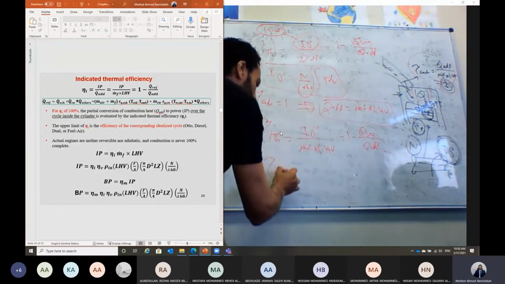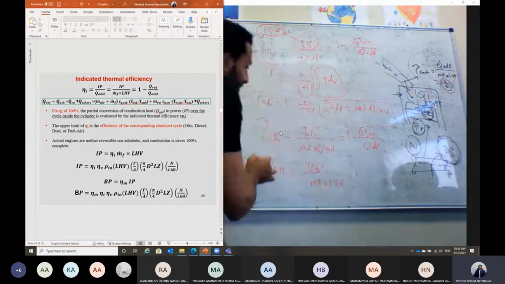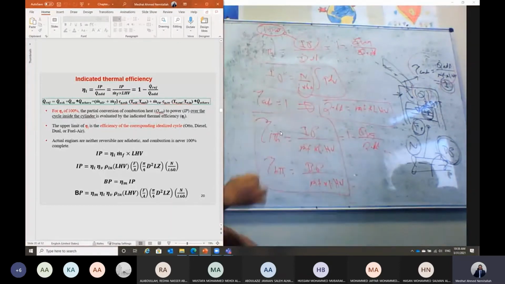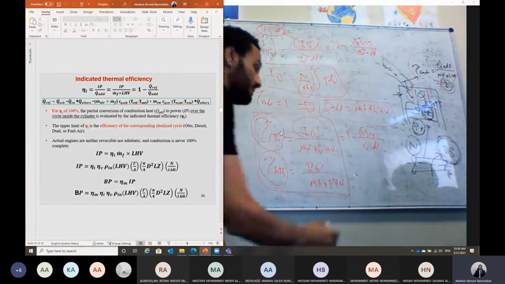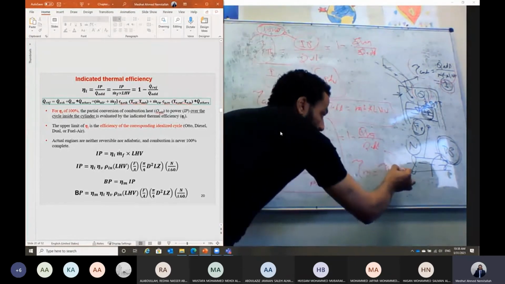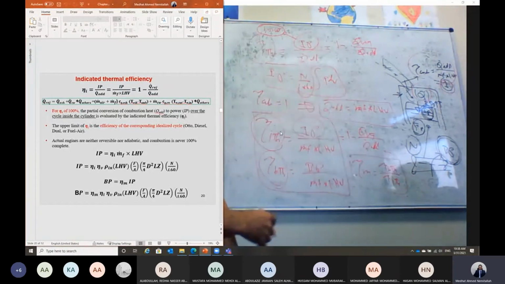And eta brake thermal will equal the brake power divided by m dot fuel multiplied by the lower heating value. So this is how we can define the thermal efficiency. We can define it based on the indicated power divided by m dot fuel times lower heating value, which we call eta indicated thermal, or we can define the overall thermal efficiency in terms of eta brake thermal, which should equal the brake power divided by m dot fuel multiplied by the lower heating value. And eta mechanical is the ratio between eta brake thermal divided by eta indicated thermal.